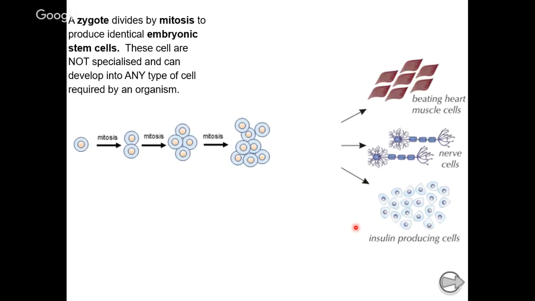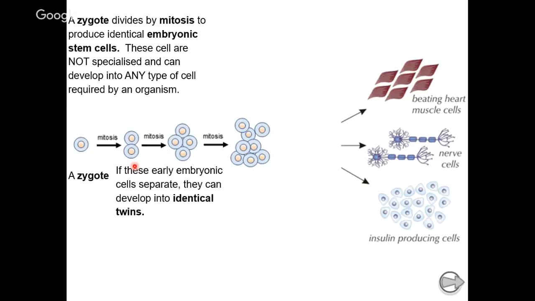Now, we'll see this little picture. We're thinking about a zygote. It divides by mitosis and forms 2 genetically identical cells, and they divide again. And at any point here up to the 8-cell stage, if these cells split apart for some reason, just by accident, they can both develop into identical twins.